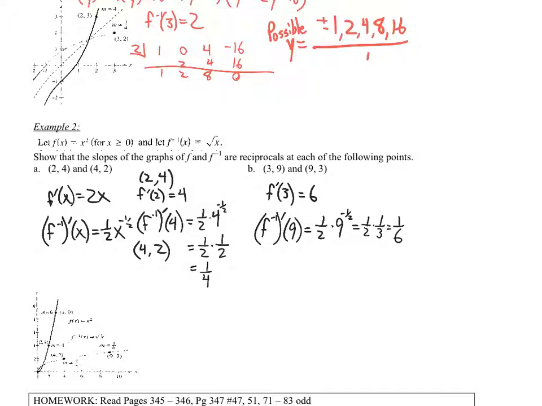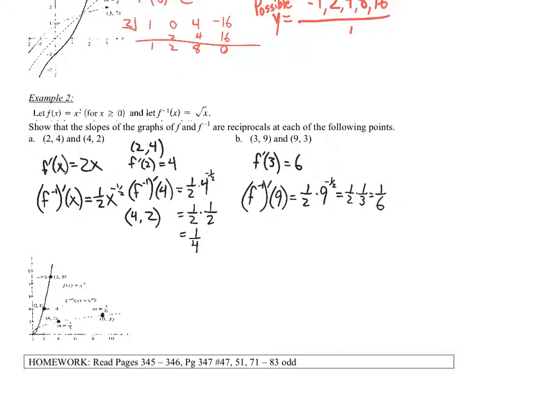If you look at the graph, you can actually see this down here at the bottom. At 3, 9, the slope is 6 on x squared. At 9, 3, on the inverse, the slope is 1/6 on the square root of x. And from the first one, at the point 2, 4 on f of x, our slope is 4. At the point 4, 2 on the inverse, the slope is 1/4.